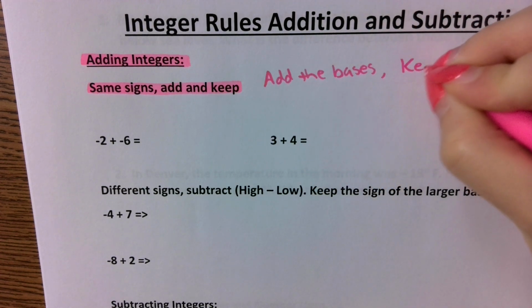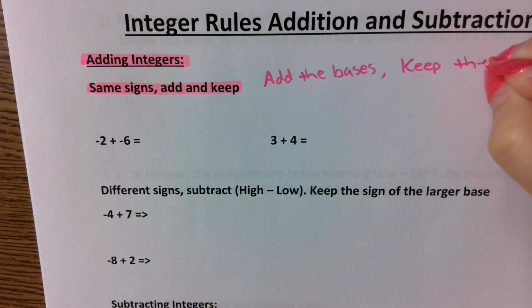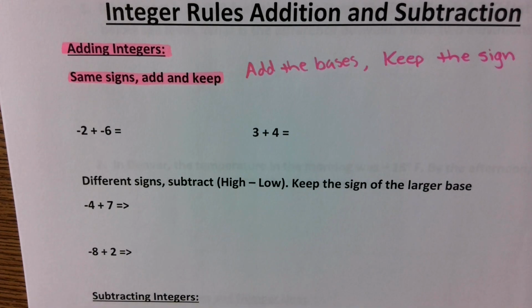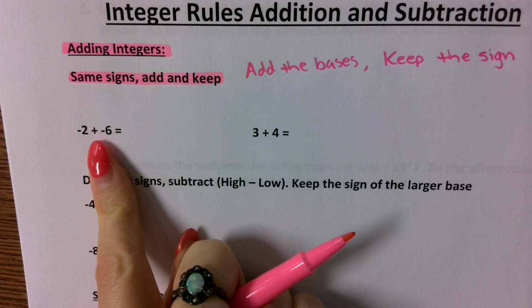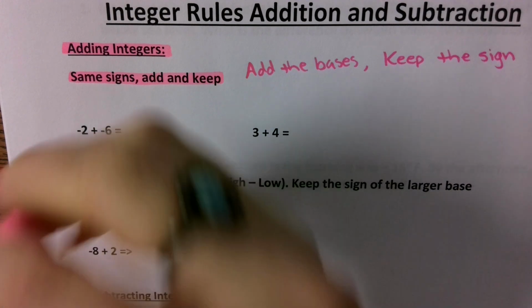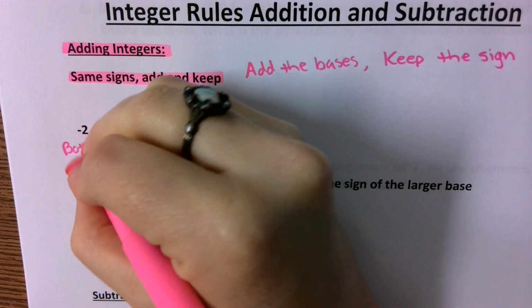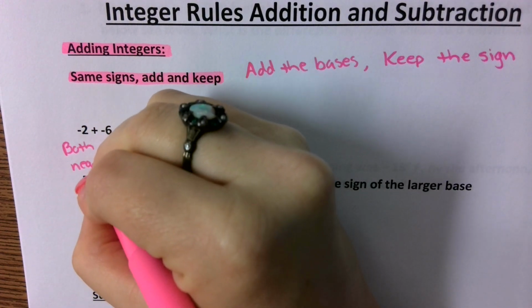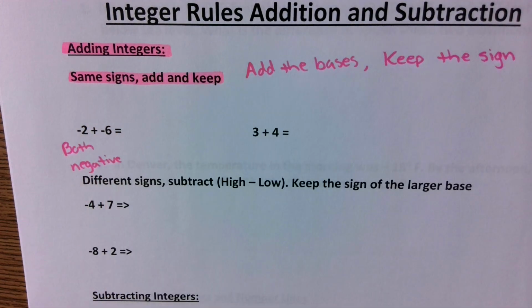You'll keep the sign. That's what add and keep means. So in this situation right here, we have -2 plus -6. These are both negative numbers, so we are going to add those bases together.